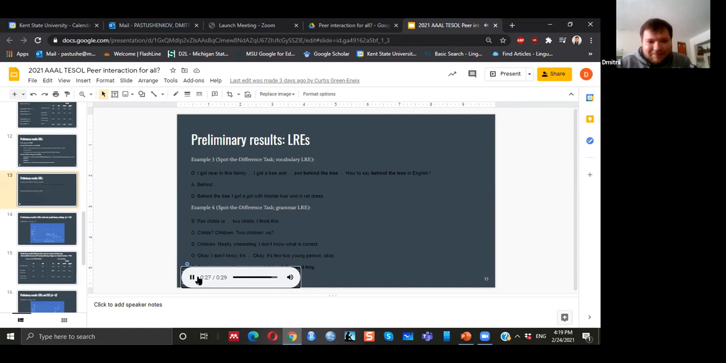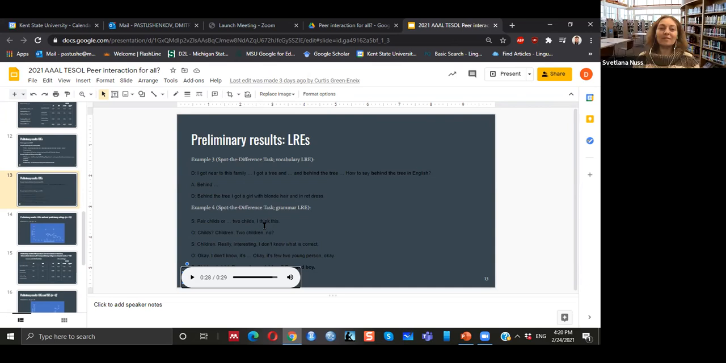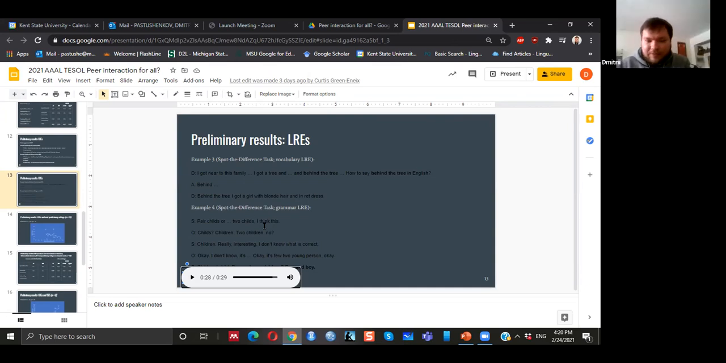So they came up with a solution. They didn't figure out whether it's child's or children. They say it's two young person, or they just switch to Russian and say boy and boy, мальчик and мальчик. So this is an example of peer interaction. They're working on their own, and they produce the language, and they discuss the language, and this is an example of a peer interactive task.